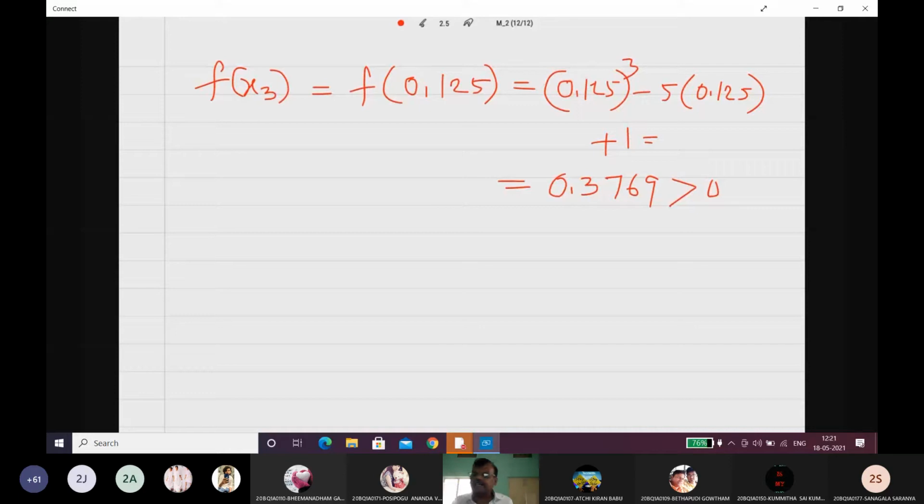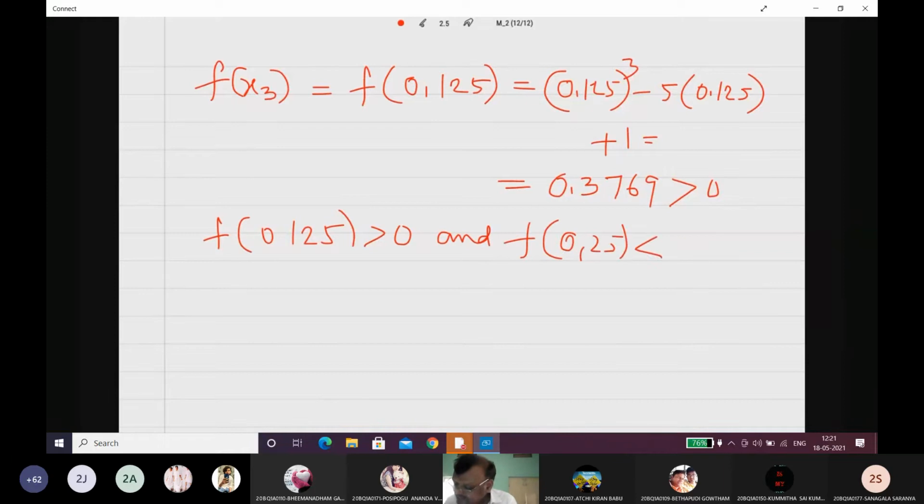ఇప్పుడు ఏమవుతుంది? 0.25 దగ్గర నెగటివ్ ఉంది. ఇది పాజిటివ్ దేనికి ఉంది మనకు? 0.125 కు పాజిటివ్ ఉంది, 0.25 కు నెగటివ్ ఉంది. అది మనం ఇక్కడ మెన్షన్ చేయాలి. f of 0.125 is greater than 0 and f of 0.25 is less than 0. Then the root lies between ఈ రెండింటి మధ్య రూట్.